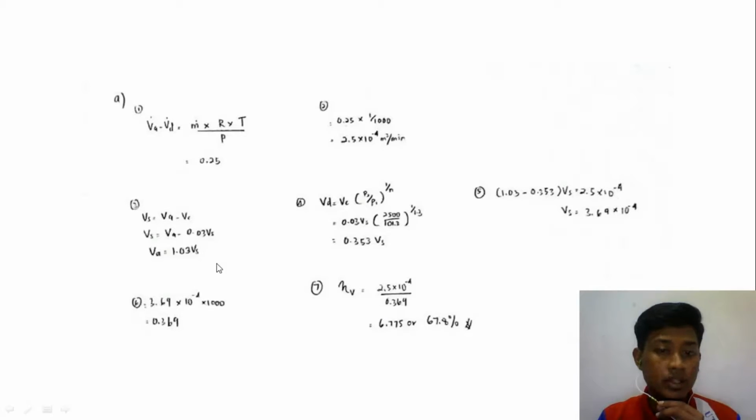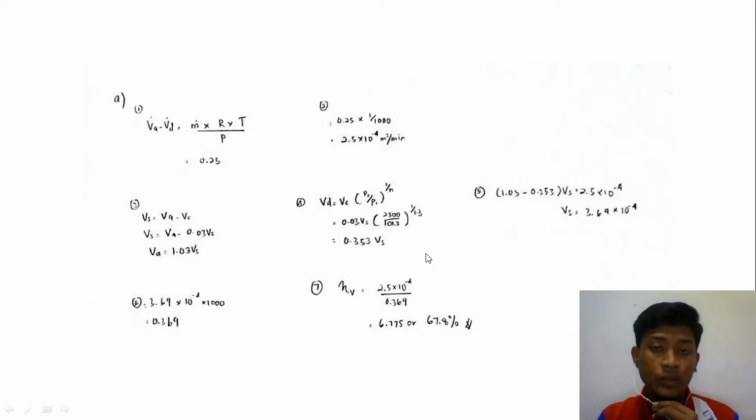So the third step is we have to find the value of VA in terms of VS. The equation is VS equal to VA minus VC. As we know, the value of VC is 3% of the VS. So it becomes VS is equal to VA minus 0.03 VS. From there we can get the value of VA, and we categorize this as equation 2.